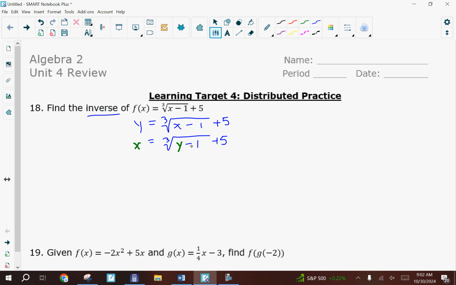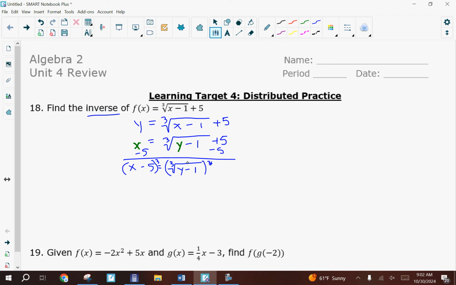So y is inside of this cube root, so we can't touch it. We have to look on the outside to see if there's anything we can get rid of, and there is. There's this +5. So I have to subtract 5 and subtract 5 from over here. So this is x minus 5 equals the third root of y minus 1. Now we want to get the y minus 1 out of there, so we can use an exponent to get that to cancel, and then we're going to do that to the other side as well.